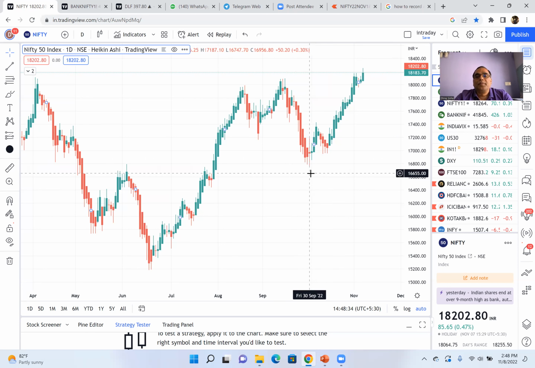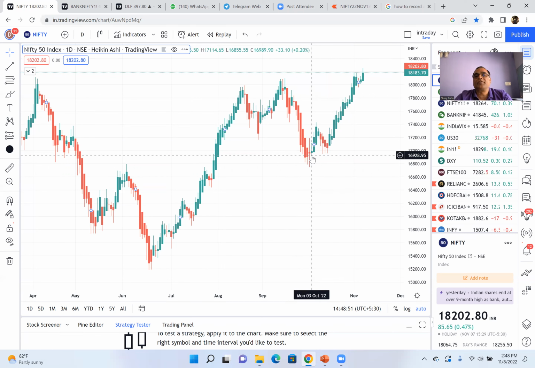Next day, you did not get a confirmation because this green candle is not closing above this body high. As you can see, the close is below the body high of this 30th September candle.